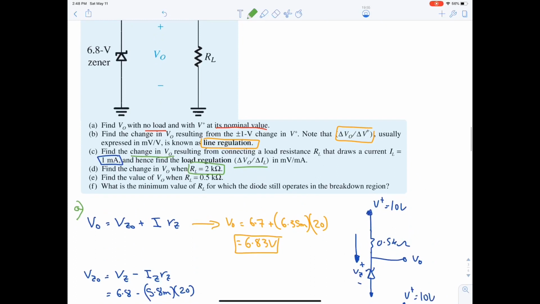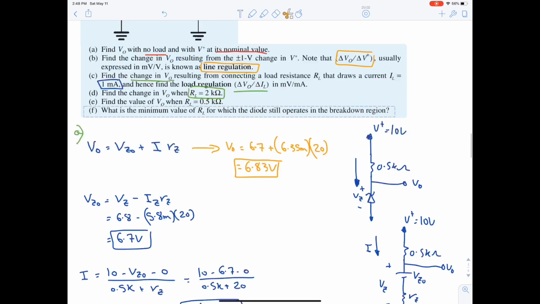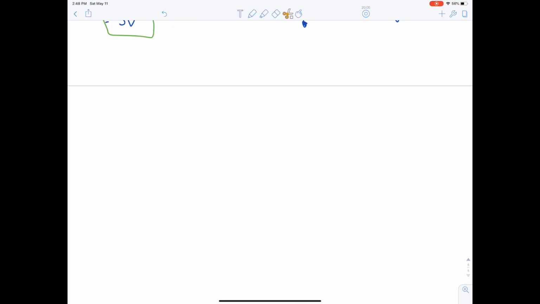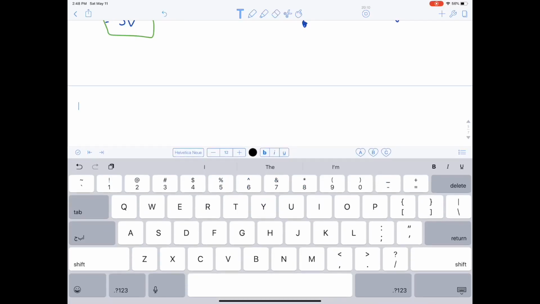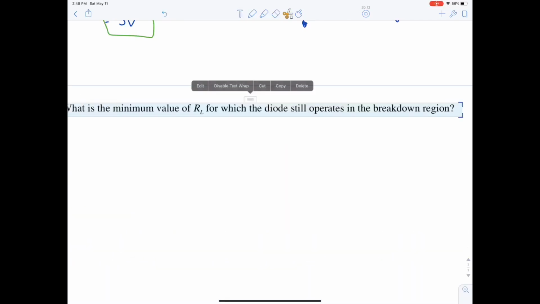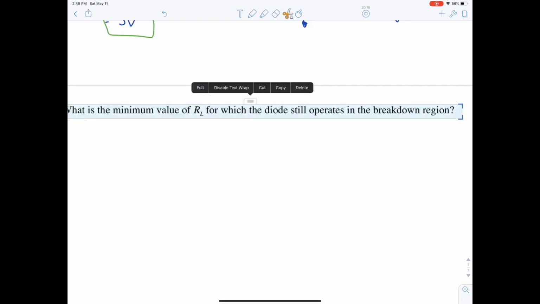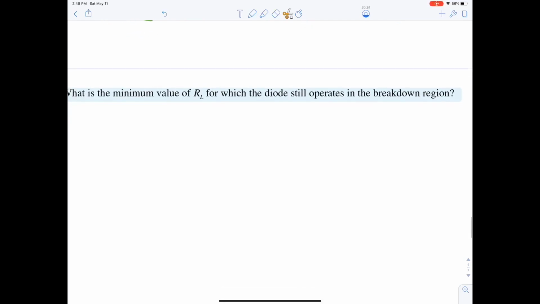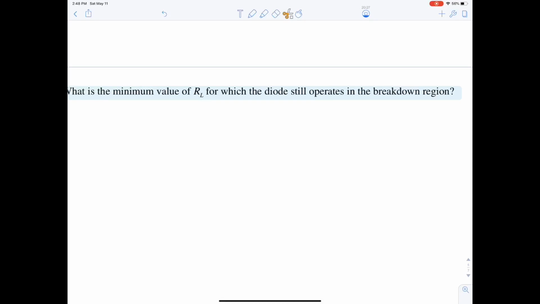Let's move on to the last part. What is the minimum... I can decrease the size. So it says, what is the minimum value of RL for which the diode is still operating in the breakdown region? Now we need to find the minimum value of RL.